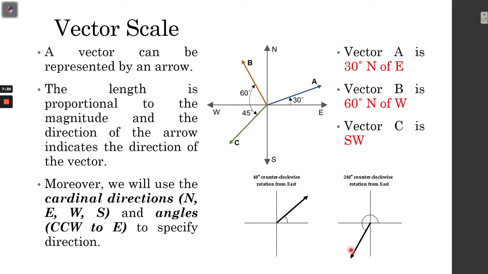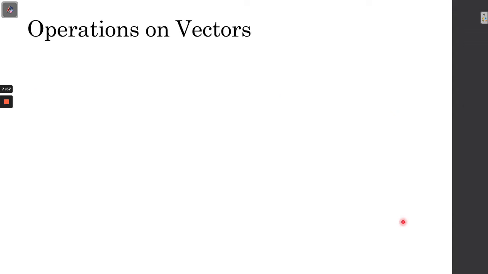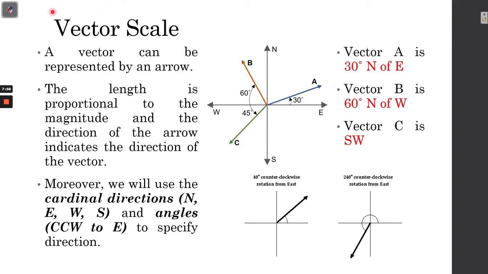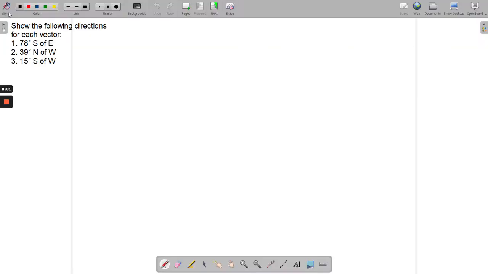This vector right here is 240 degrees counterclockwise from the east. So if you see that a vector is written as 240 degrees, it means we start from the east going all the way to here. This is 90, 90, that's 180, and then the rest of 240 is in this degree right here. So this whole angle is 240 degrees starting from the east line. How about we try some problems before we continue on.